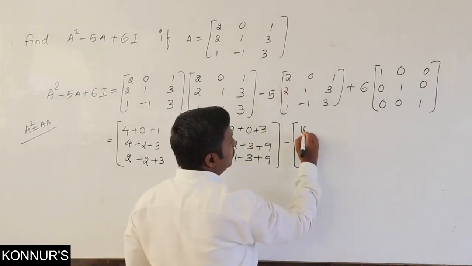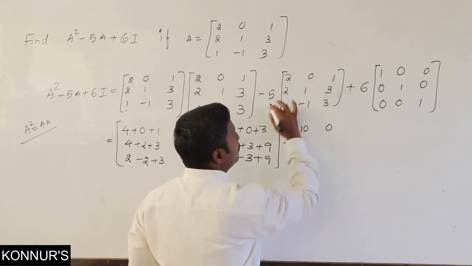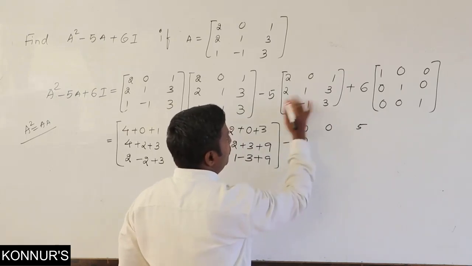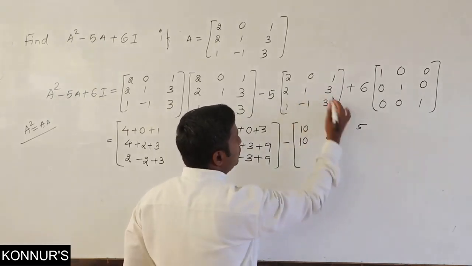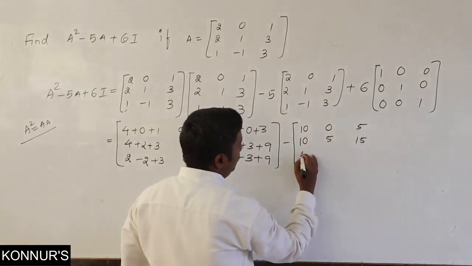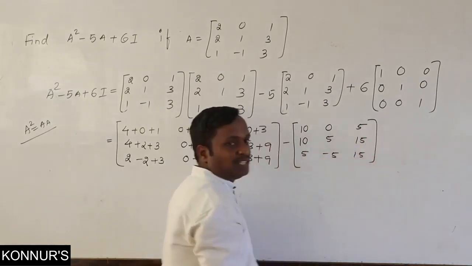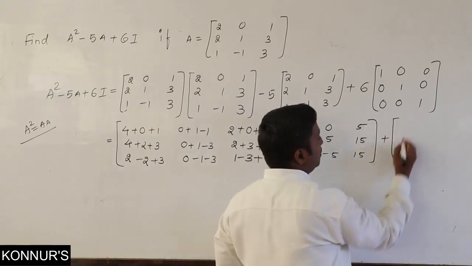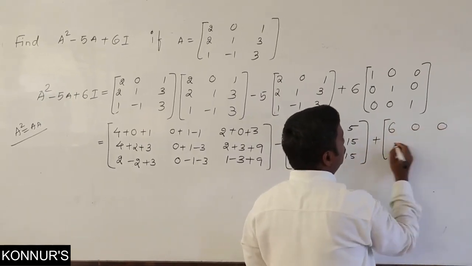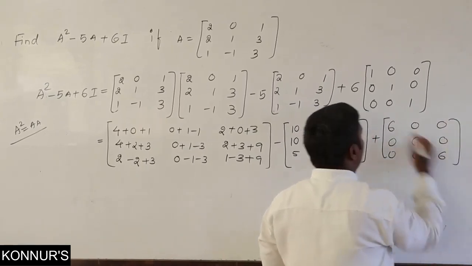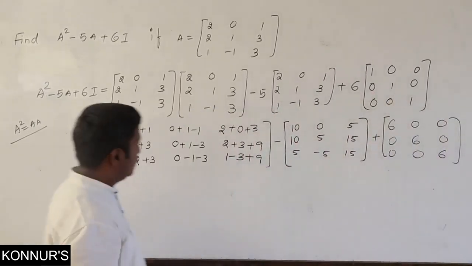5 into 2, 10. 5 into 0, 0. 5 into 1, 5. 5 into 2, 10. 5 into 1, 5. 5 into 3, 15. 5 minus 5, 15. Plus 6I. 6I means 6 multiplied by the identity matrix: 6, 0, 0, 0, 6, 0, 0, 0, 6. Multiply 6 to each element.